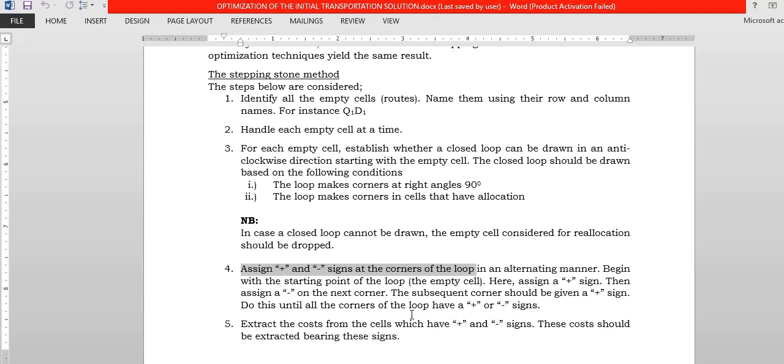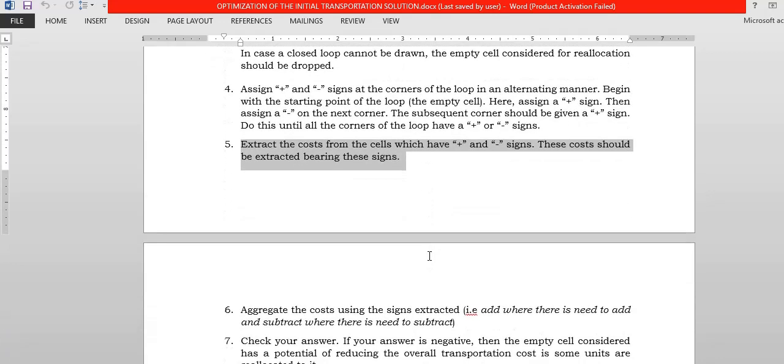Then after that, you extract the costs, using the positive and negative signs that you had earlier allocated to the different corners of the transportation solution. You compute the costs with specific emphasis on the positive and negative signs that you had attached to these particular routes. With an example, I'm going to show you how this is done. Once you have done that computation, we are going to get results.